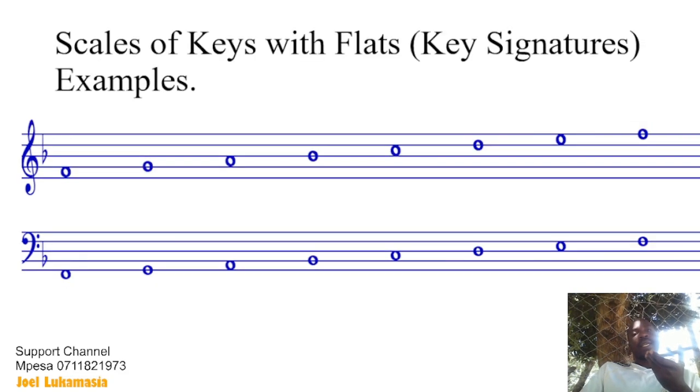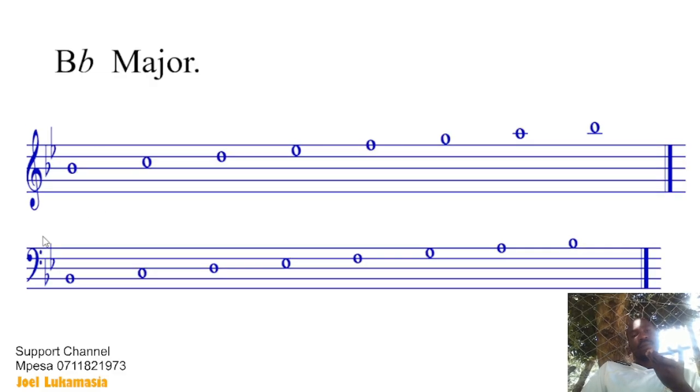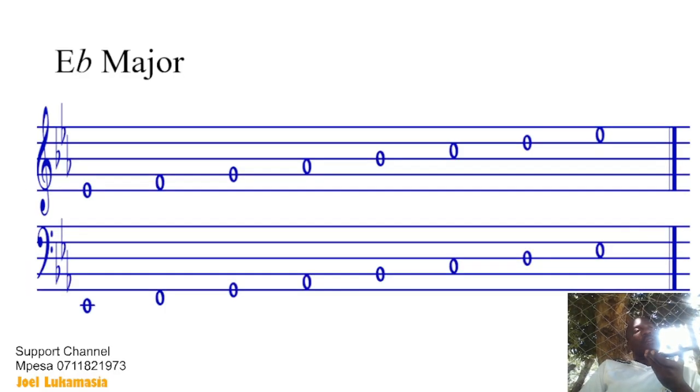Now this is the scale of F major on the treble and the bass clef. You can see it has one flat. Then here we have the scale of B flat major. This is how the scale of B flat major ascending looks on the treble and on the bass clef. Then you have the scale of E flat major. This is how the scale of E flat major looks on the bass and the treble clef.